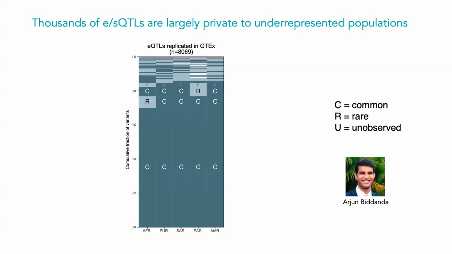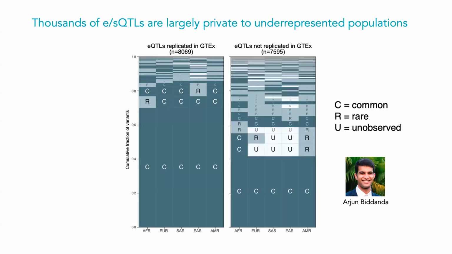R stands for rare, and you can't see it, but there's a white box called U, which means that that allele is unobserved in that particular group. And so if we just focus on the eQTLs that we identified in our study that were also identified in GTEx, you can see that most of those are common across all continental groups, which is more broadly true of genetic variation within human populations.